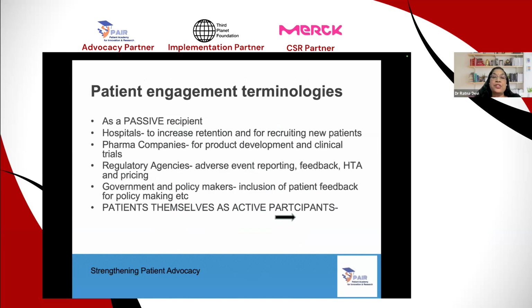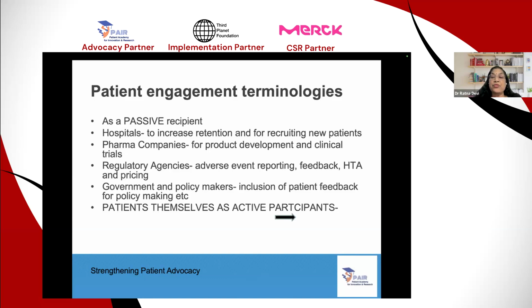So what are the patient engagement terminologies? As a passive recipient, where you go to the hospital, you listen to what the doctor tells you and you follow the instructions. In hospitals, to increase retention and for recruiting new patients, there might be outreach programs where they go to the community and do screening to be able to identify high-risk patients and include them into their hospital programs.